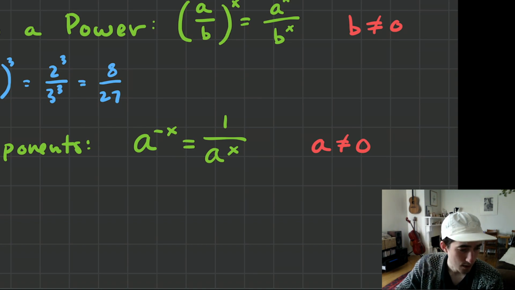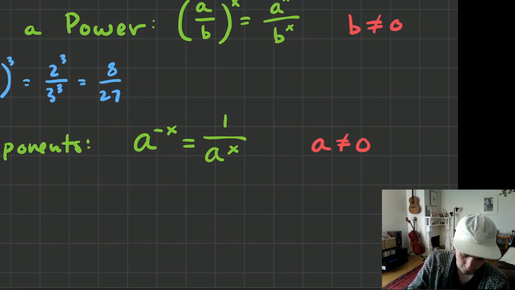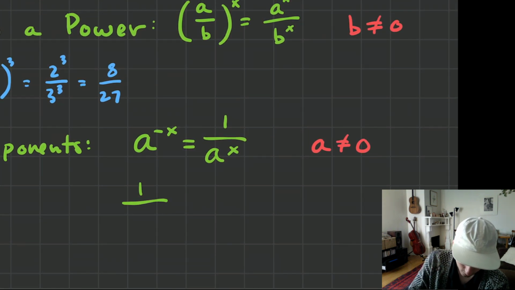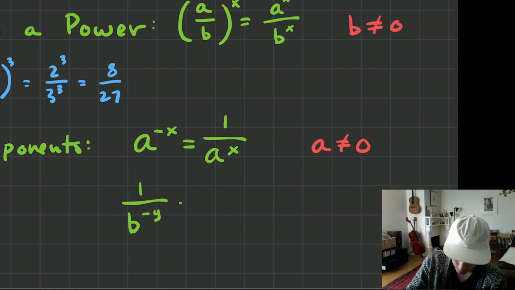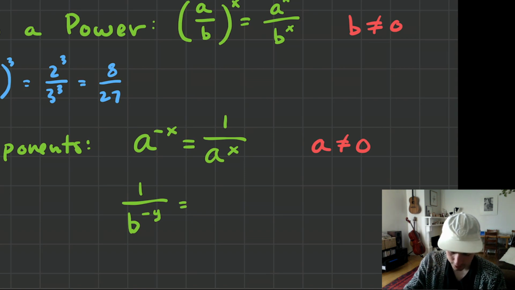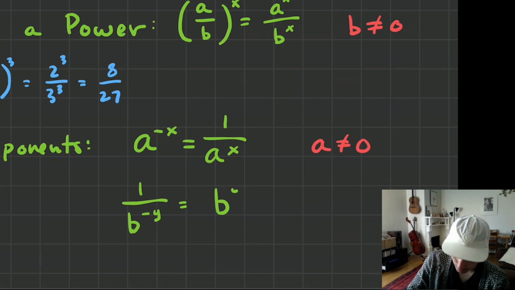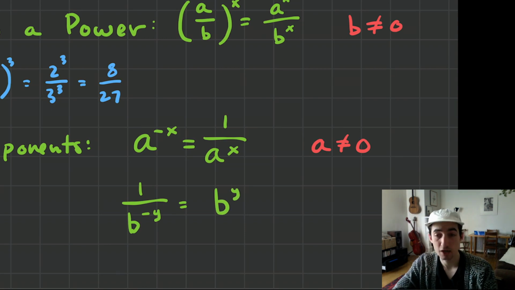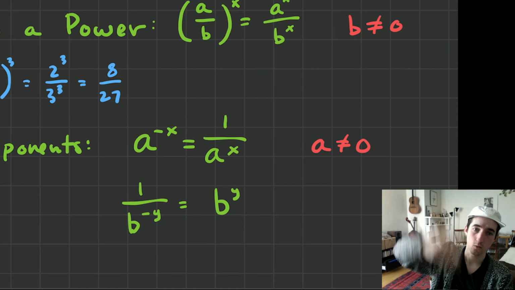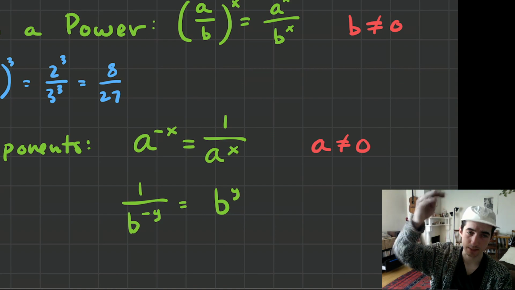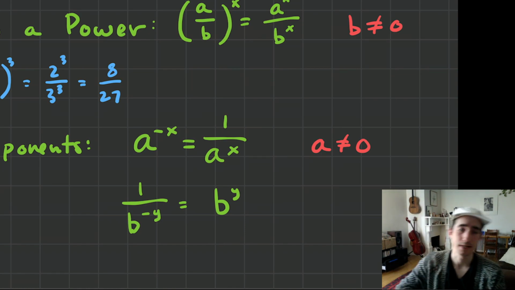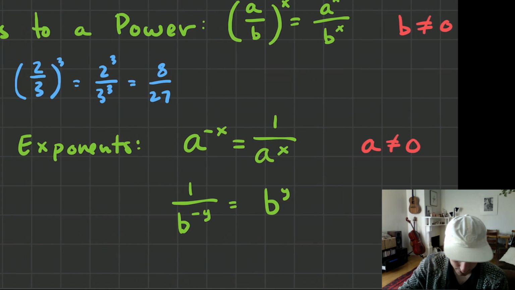I should also point out that it works in the reverse order. If we have 1 over b to the negative y, I'll use a different letter just to make sure you know that this is a different situation, this is equal to b to the power of y. So you can kind of go back and forth. You can change where an expression is in the numerator or the denominator by taking it to a negative exponent. So that's really handy.